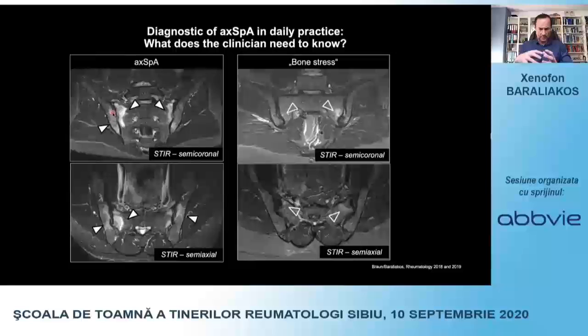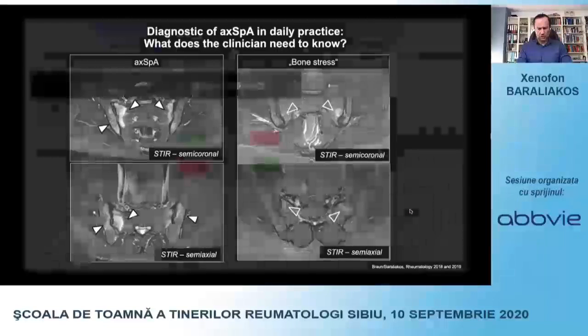So the more spread out the inflammation is, the bone marrow edema is, and the more in the middle of the sacroiliac joint it is, the much more related to spondyloarthritis this will be. And if it's in the front, in the lower part, in the ventral part, then we actually talk about bone stress.